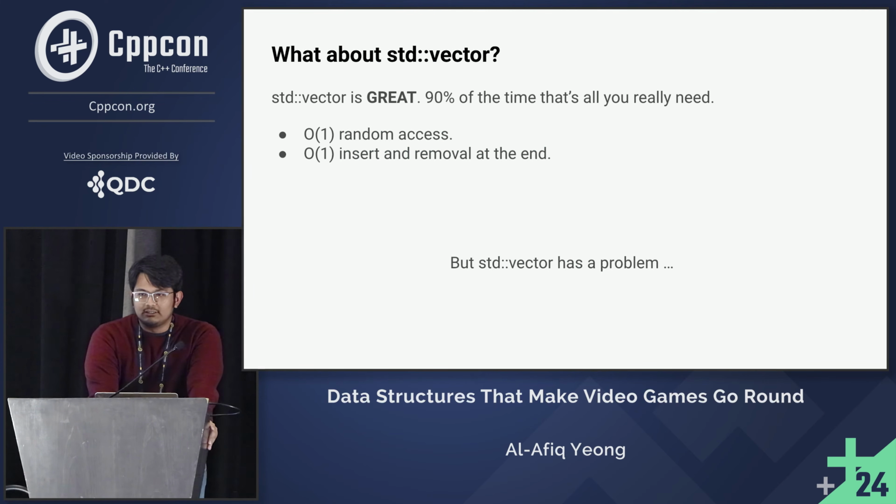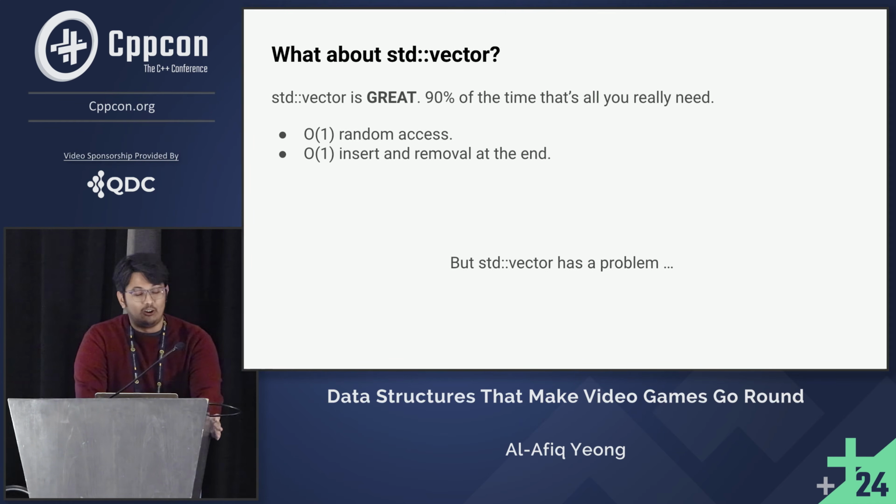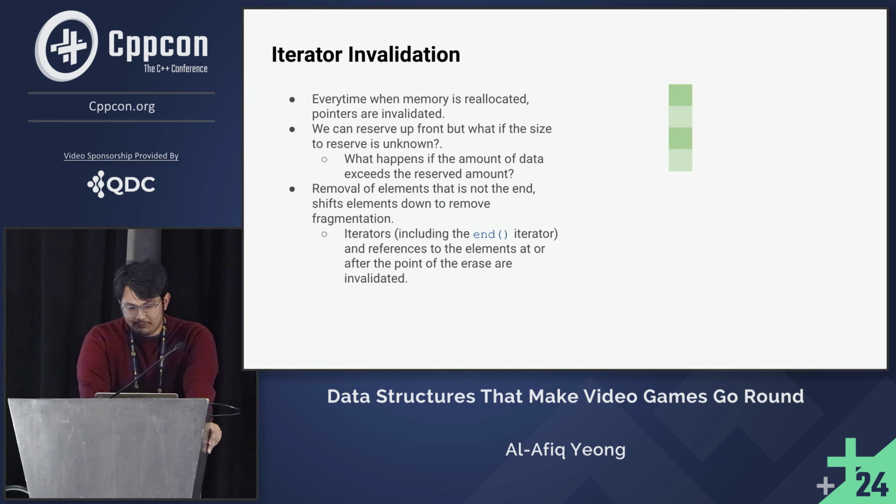What about std::vector? std::vector is great, right? 90% of the time, that's pretty much all you need. You get O(1) random access, and you get O(1) on insert and removal at the end. But std::vector has a problem. Anybody can guess what the problem is? Insertion not at the end. Correct, right? There is no pointer stability or iterator stability in std::vector.